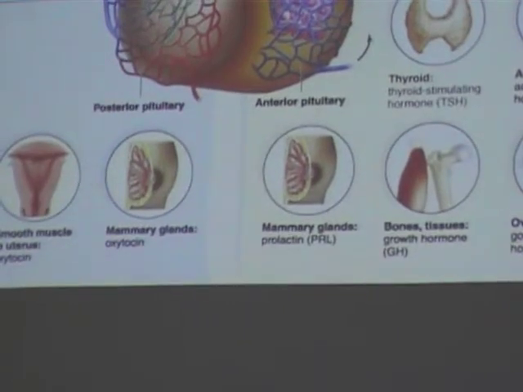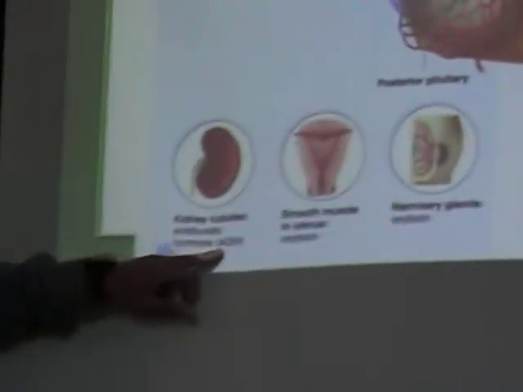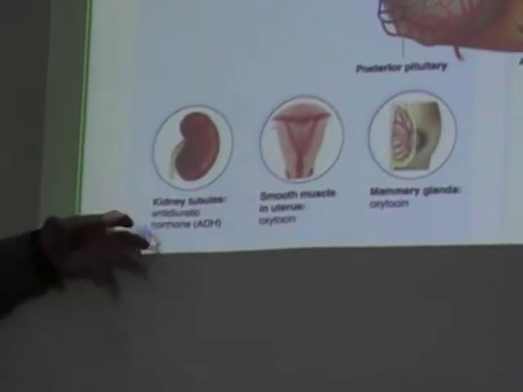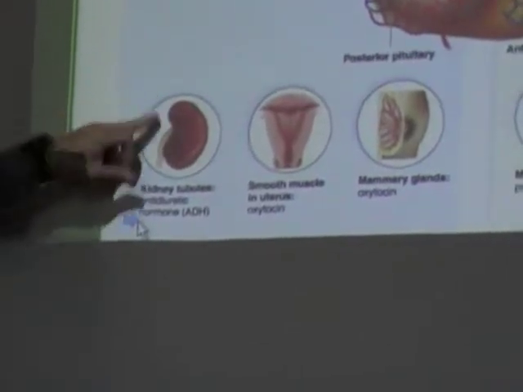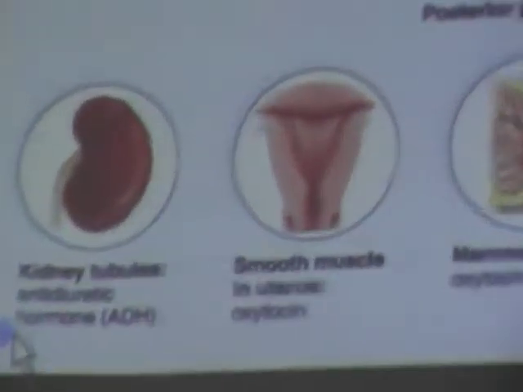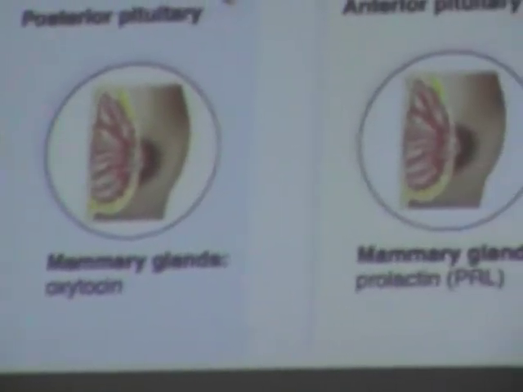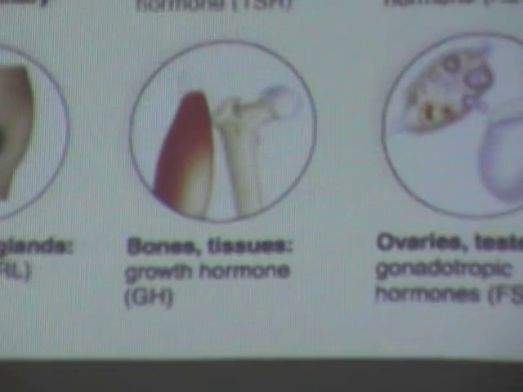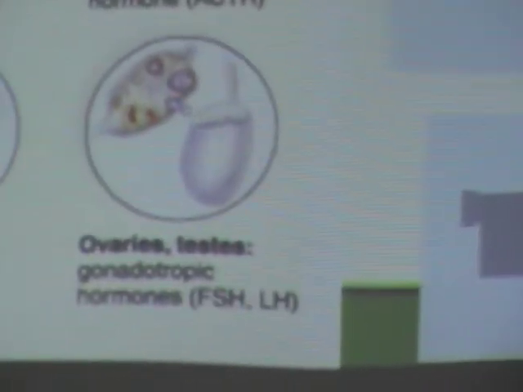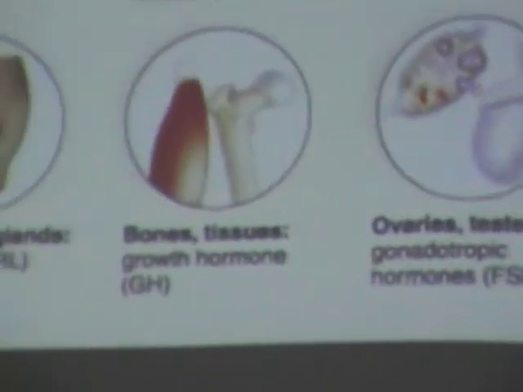It also releases anti-diuretic hormone, ADH, that causes your kidneys to conserve water. You don't want to pee out all your water. If it weren't for anti-diuretic hormone, you'd pee out all your water. Anti-diuretic hormone tells the kidneys, don't pee out the water, conserve the water.